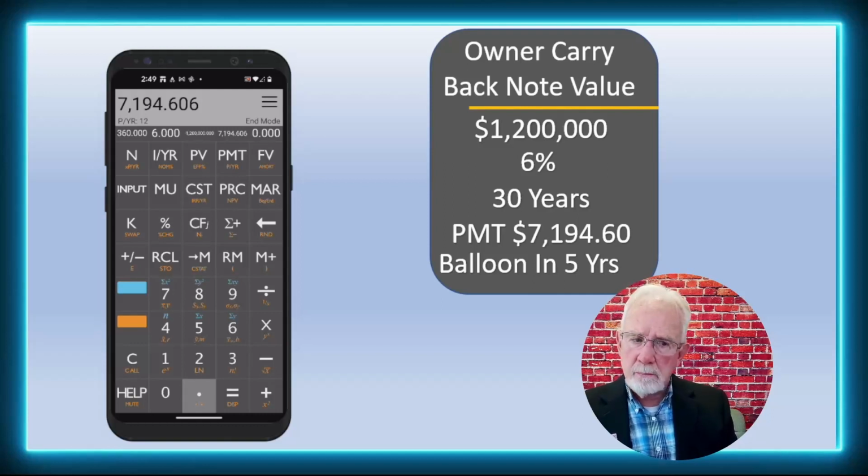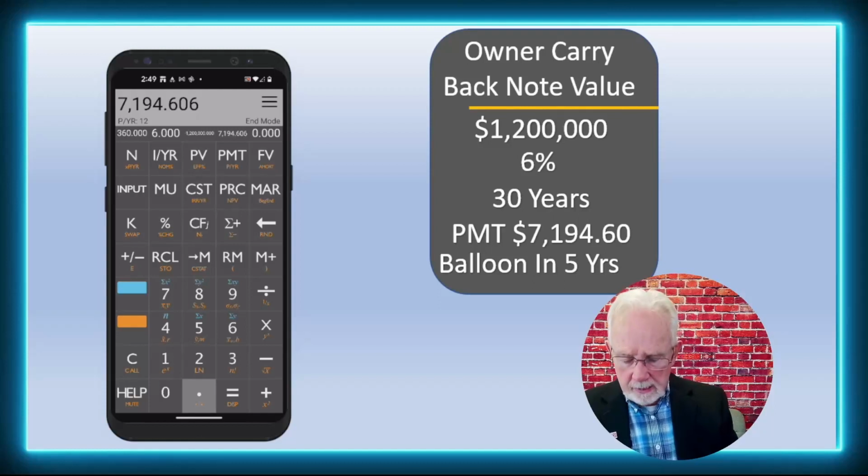Somebody says, well, $1,200,000 note, what's my payment going to be? Well, what will I owe in 5 years? Because maybe the owner says, hey, I will finance it for about 5 years, but I would like to be paid off because really I want the money.